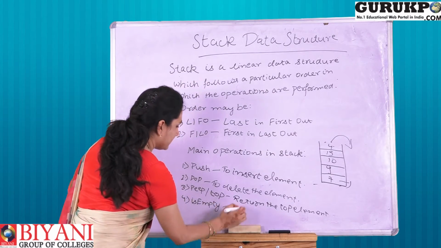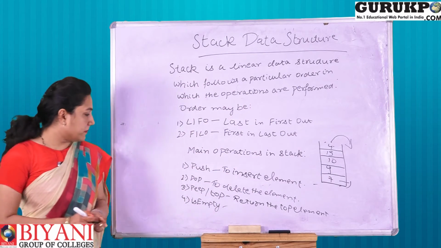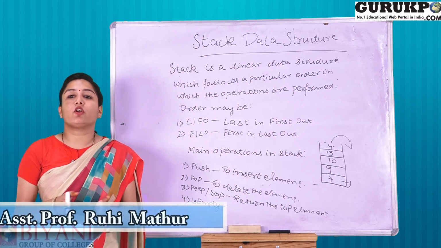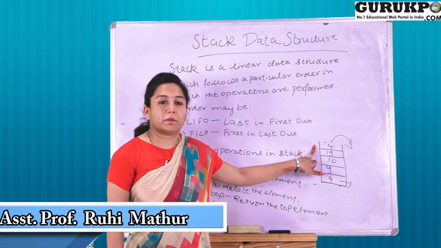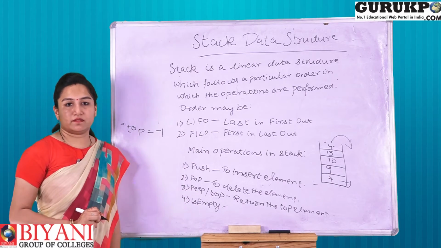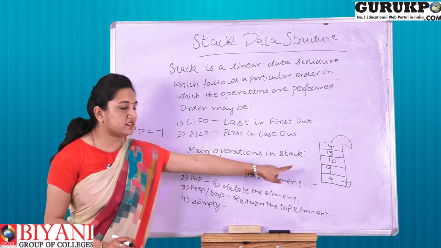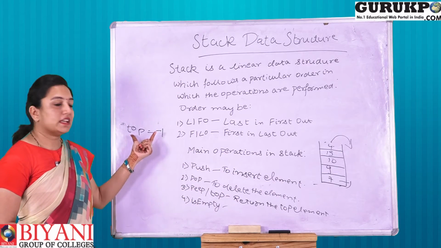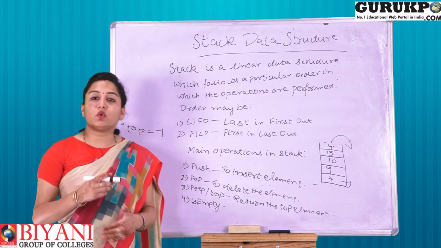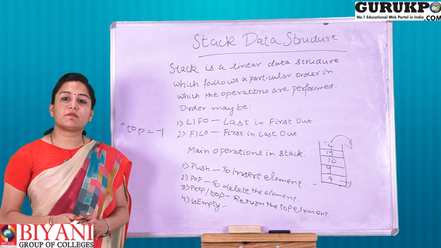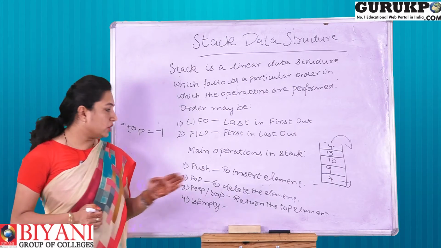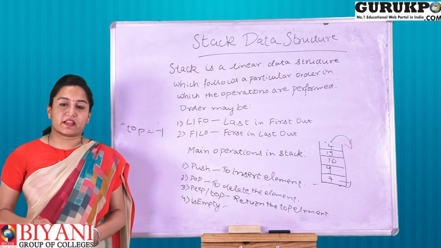Now the fourth one is empty. Is empty means this method simply checks whether the stack is empty or not. If the value of the top index of the stack is equal to -1, that means it will return true for empty, otherwise false. So these are the four main operations which are performed in the stack.